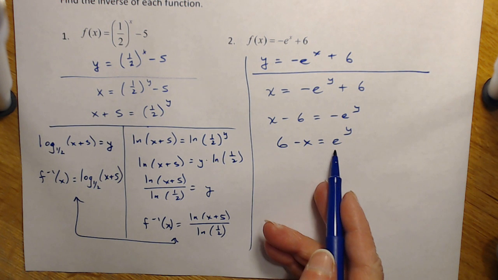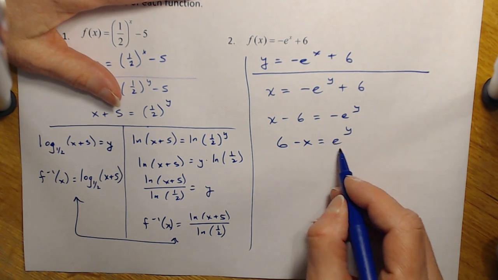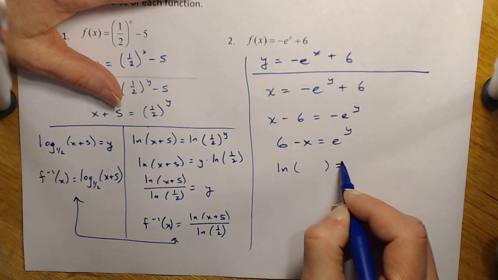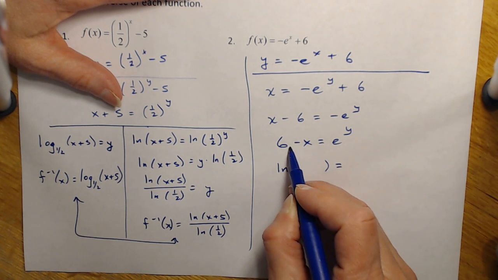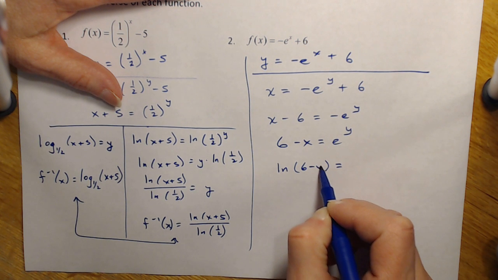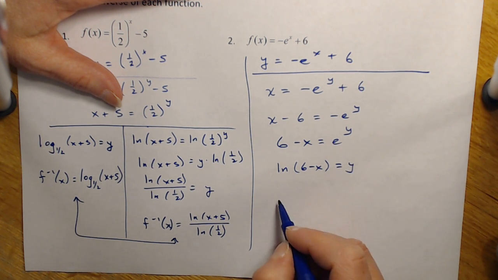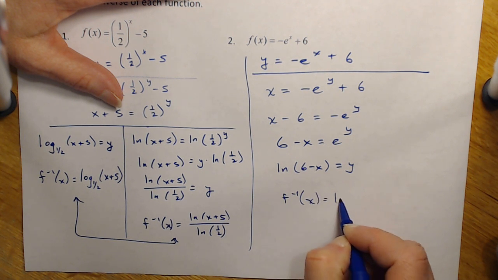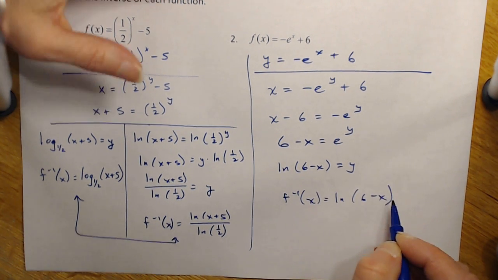And again, this is base e, so I am going to switch to ln. So exponential base e becomes ln. Up here, I inputted y, I outputted 6 minus x. So here I input 6 minus x, and output y. Okay. So f inverse of x is the ln of 6 minus x.